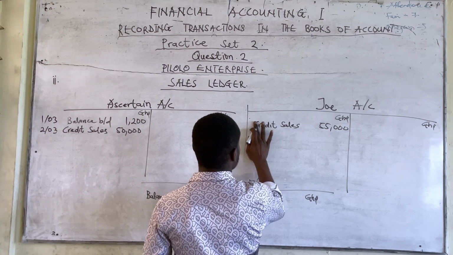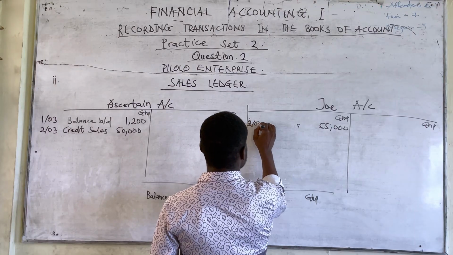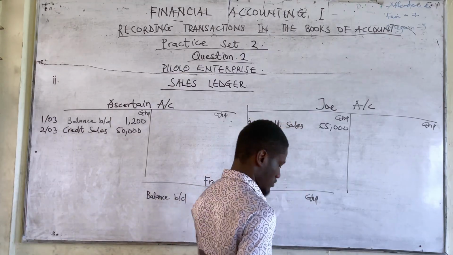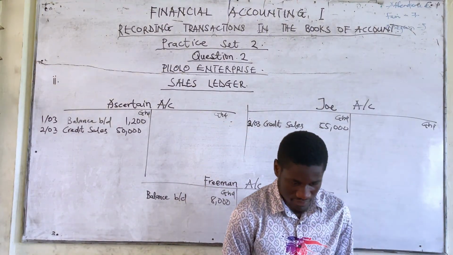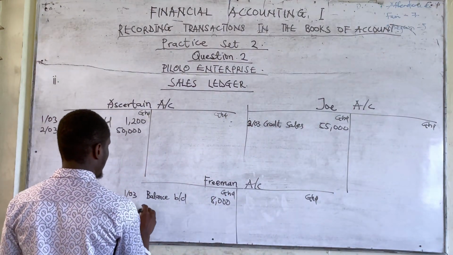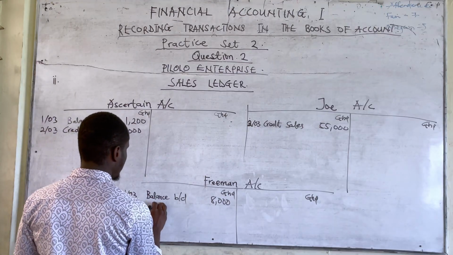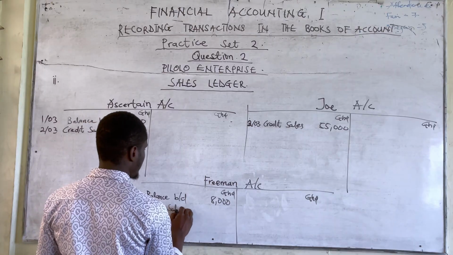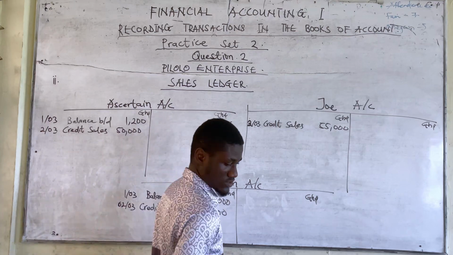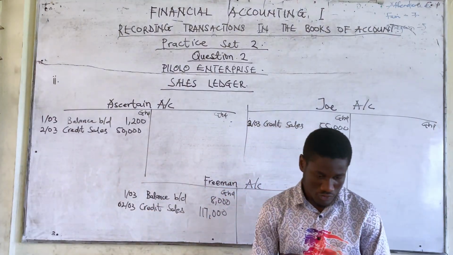So March 2nd. Then we have Freeman. Credit sales, 117,000. Good. Then we check for any other transaction that was involving these customers.